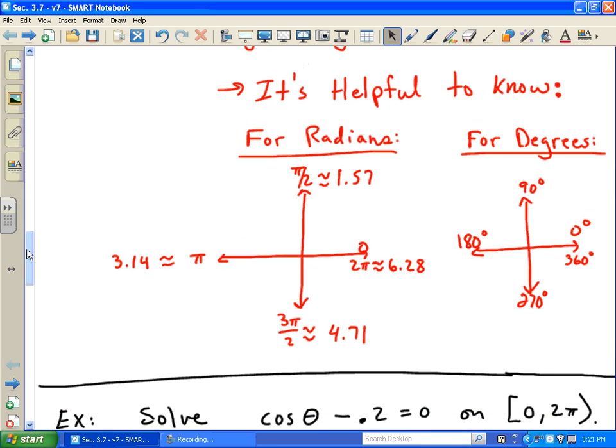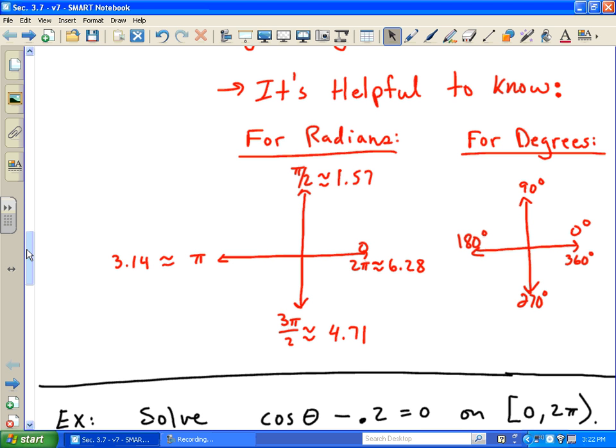Okay, there's a couple of things that's helpful to know. For radians, on your calculator you can estimate how much is, let's say, pi over 2. I've given you here a chart. Pi over 2, you know, is 90 degrees. Its estimate as far as a decimal is about 1.57. Pi, of course, is 3.14. 3 pi over 2 is 4.71, and then 2 pi is about 6.28. It's useful to know this. That way when you're getting decimal answers that are radians, you know which quadrant those decimal answers are falling in.